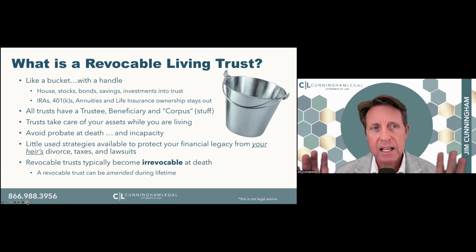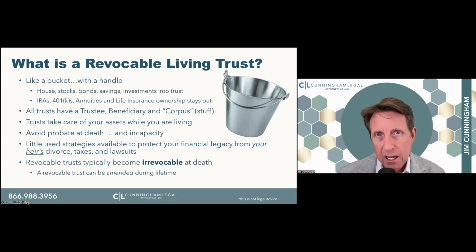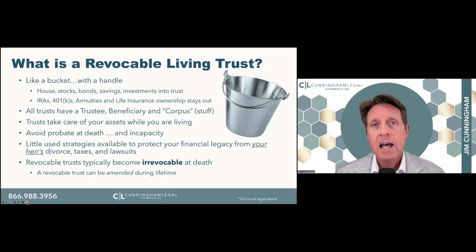A living trust is like a bucket. So it's obviously a document, but it's a bucket with a handle. And into this bucket, you put your house, your stocks, your bonds, your mutual funds, maybe your rentals. We'll talk about that. Certainly LLC interests that you might have. So if you have a rental inside of an LLC, you would put the shares of that LLC into your living trust. Your IRAs, 401ks, annuities, life insurance, those stay outside of the trust. Those pass by beneficiary designation.